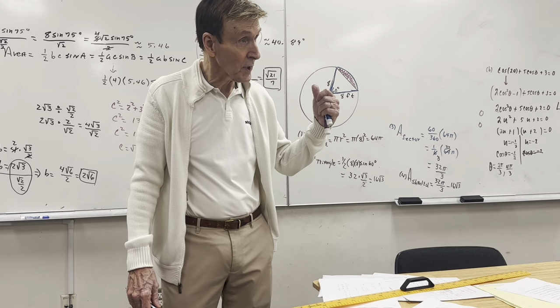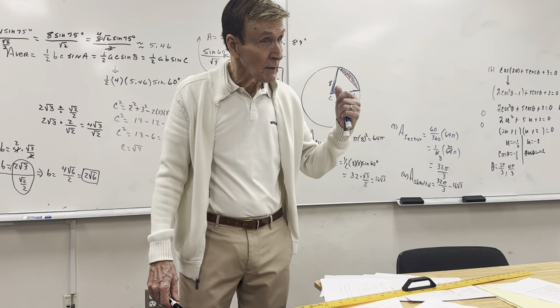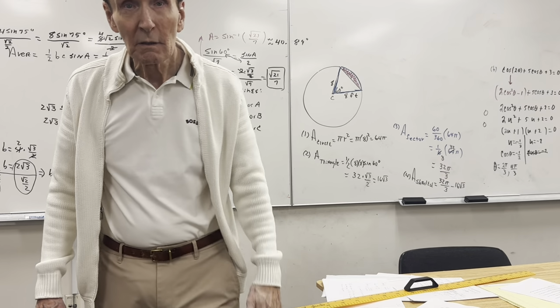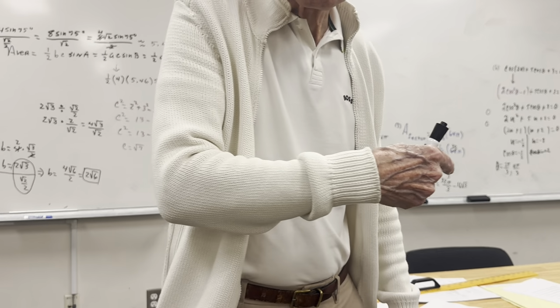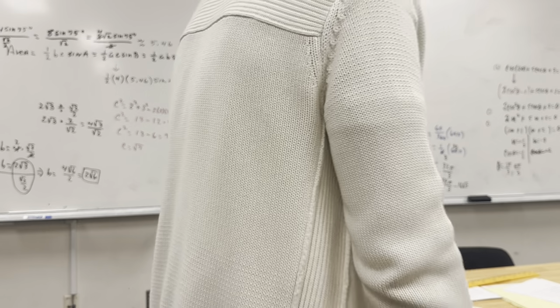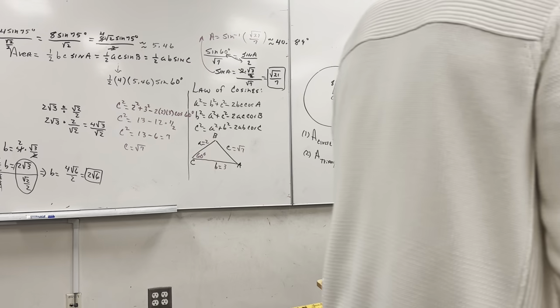Would that be a nice extra credit if you see it on the final? Okay, if you can crunch it out. Does that make sense, the way we approached it? Full circle, then sector, triangle, then subtraction.